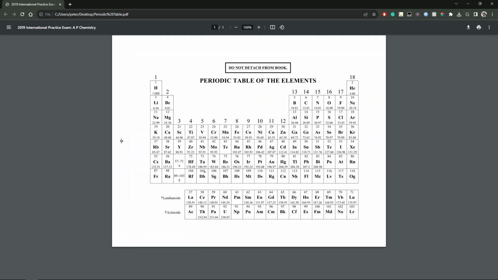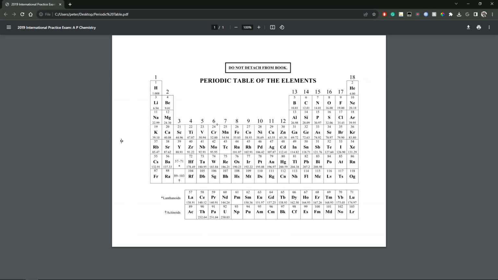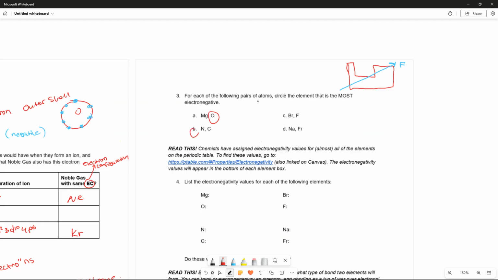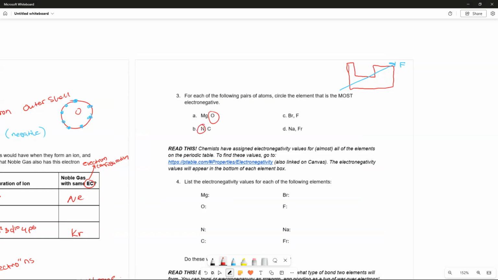B. Nitrogen and carbon. Nitrogen is element 7, carbon 6. It's nitrogen one more right than carbon, right? It's element 7 versus 6. So nitrogen will have a greater electronegative value compared to carbon.